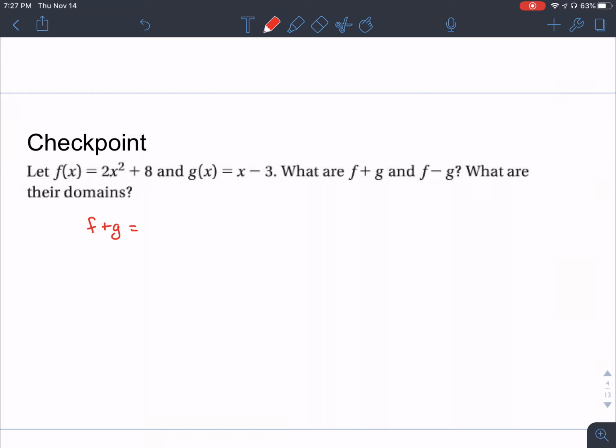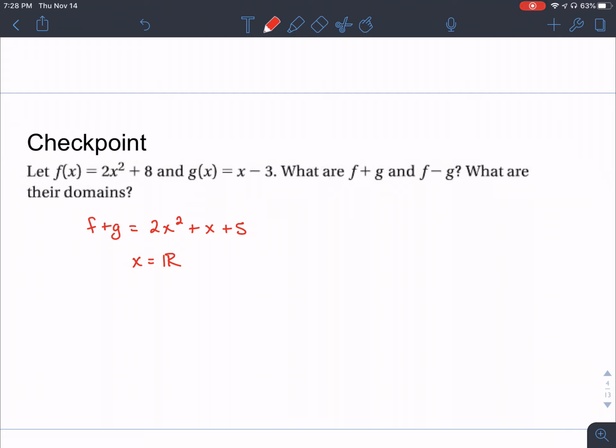is equal to 2x squared plus x plus 5, where there is no limited domain, right? So we can just say that x is all real numbers. Okay?